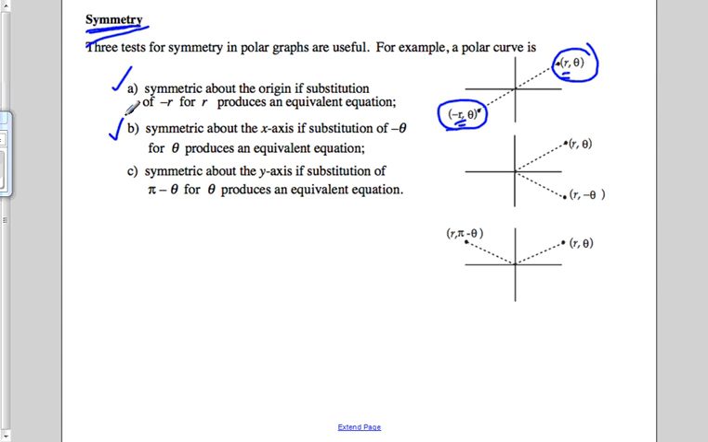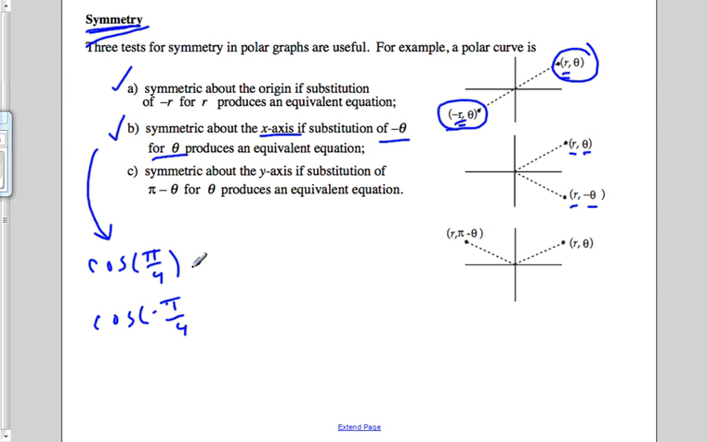The second test, symmetric about the x-axis. If we put in an angle theta and a negative theta, you get the same r back. A nice example there is cos of pi over 4 and cos of negative pi over 4, both equal root 2 over 2.